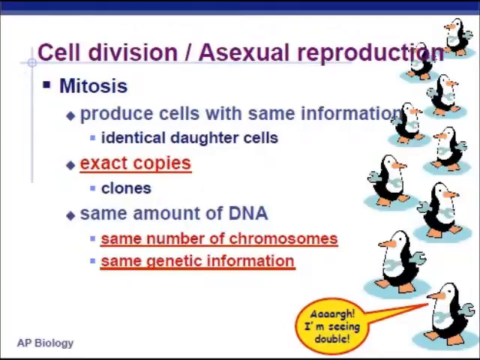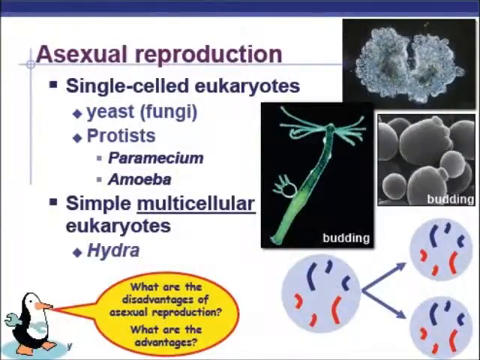to the offspring. The daughter cell produced through mitosis contains the same genetic information with the same number of chromosomes as its parent. Single-cell eukaryotic organisms such as yeast and protists and some simple multicellular organisms utilize asexual reproduction.